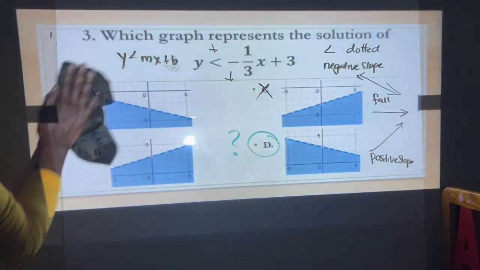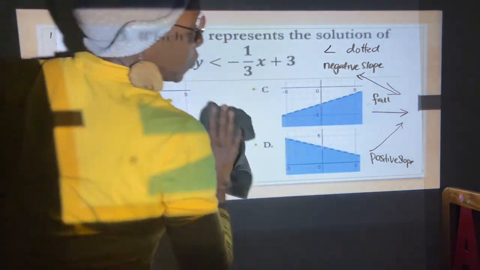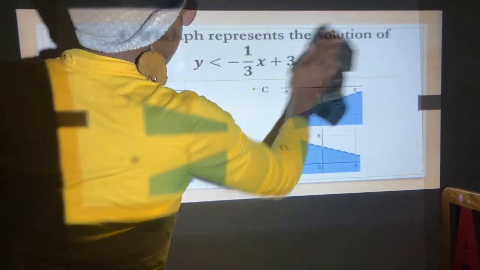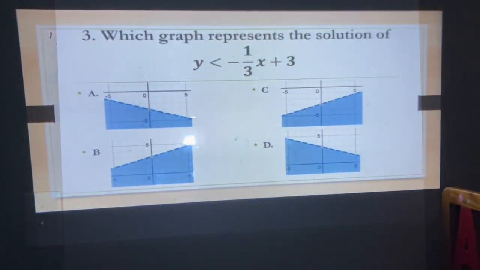So I'm erasing all of this. You remember what the possible answer choices are. And we're going to Desmos, and we're going to graph y is less than negative 1/3 plus 3, and then we're going to come back, because we're going to look at the other things that we know. Because we also know that y-intercept.